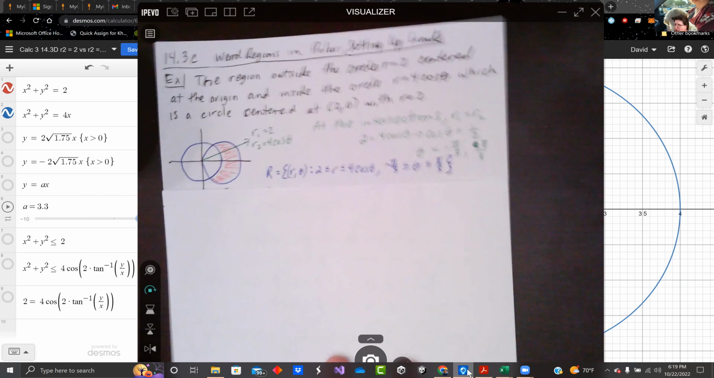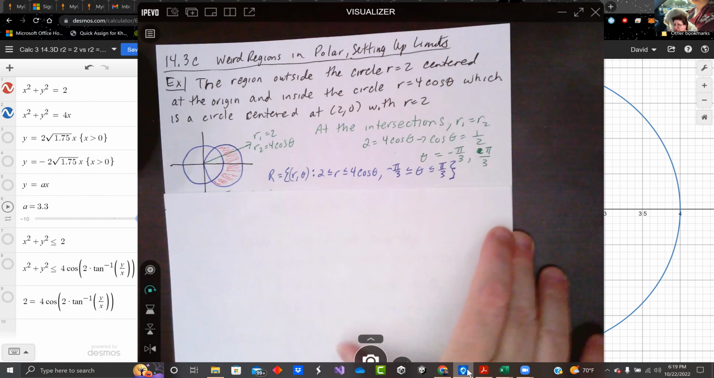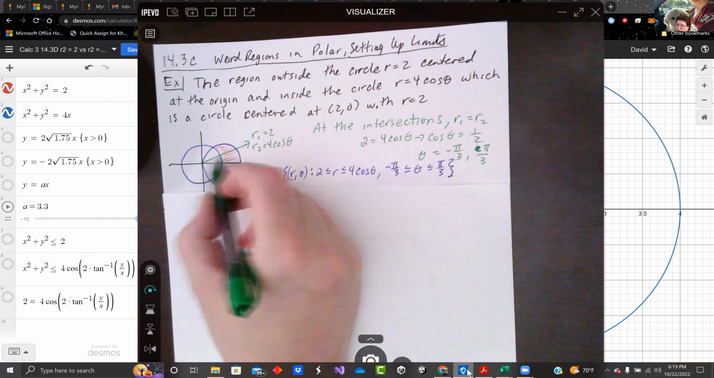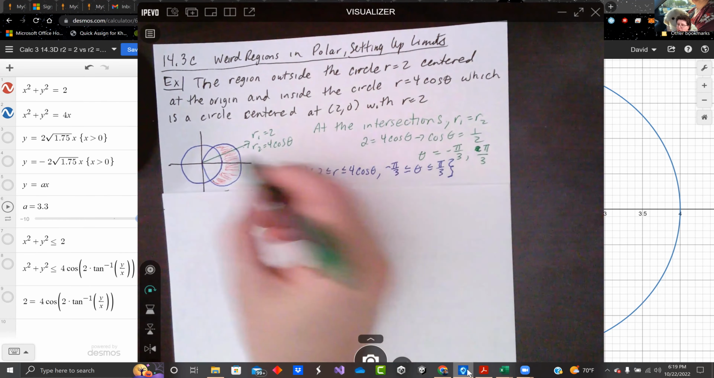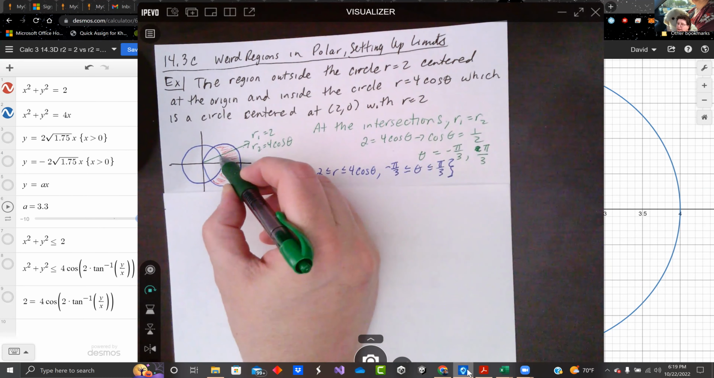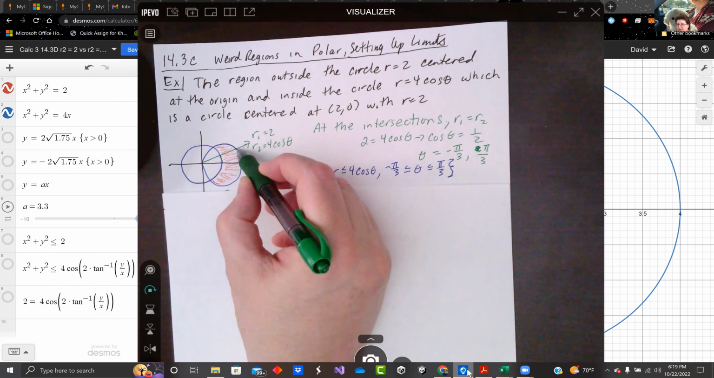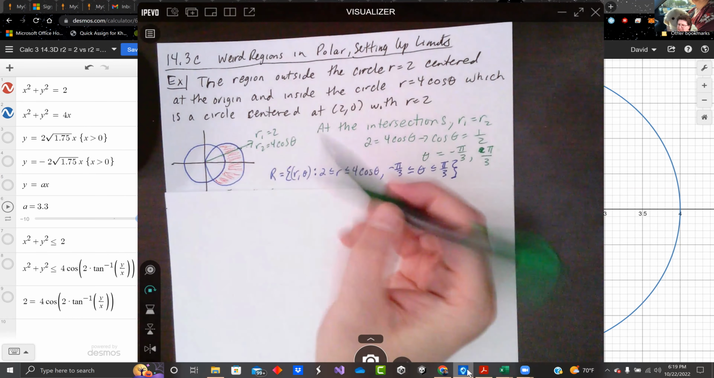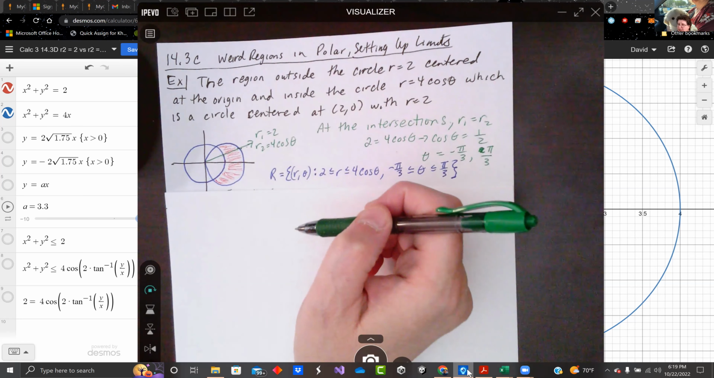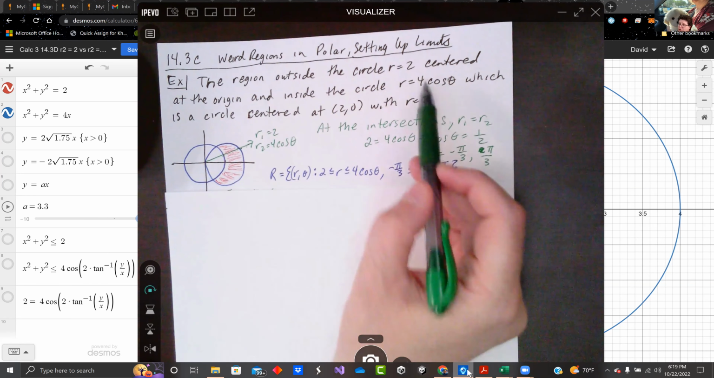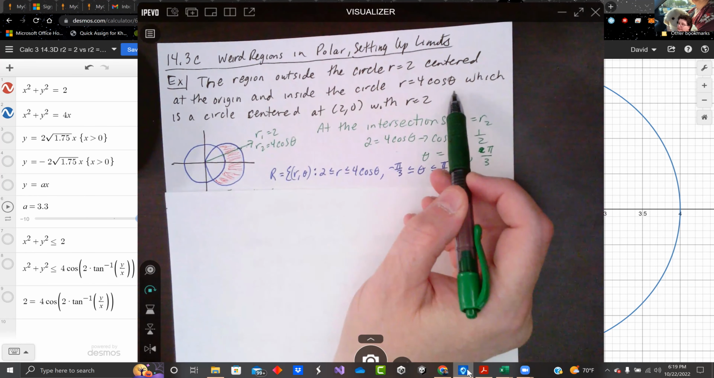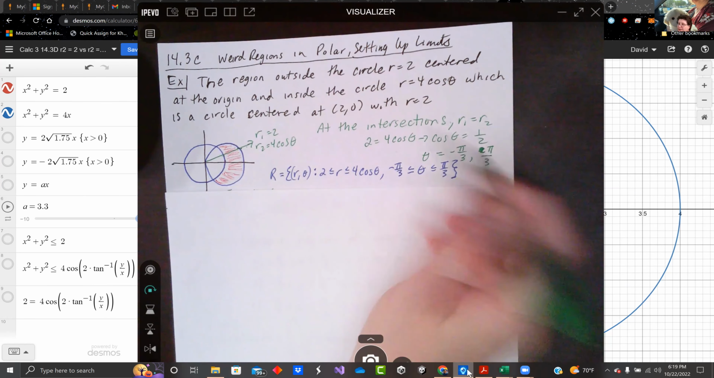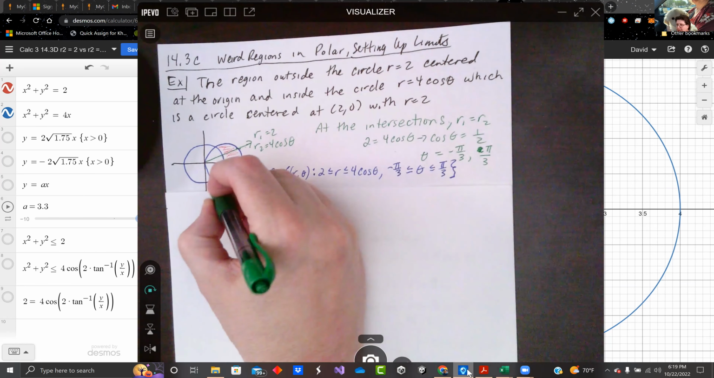And so I need to know my limits of integration. When I do r, I'm going across both. The first r I'm going across is the r equals 2 line. The second r I'm going across is the r equals 4 cosine theta line. To find the intersections, I set r1 and r2 equal to each other. So 2 equals 4 cosine theta. We solve for theta, we get theta equals negative pi over 3 and pi over 3, which is here and here.